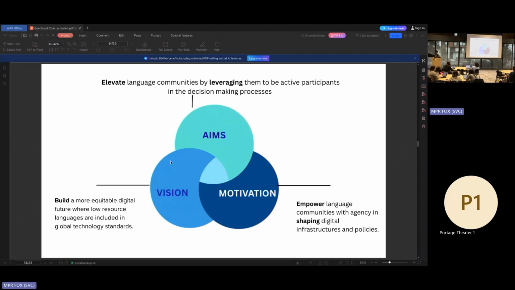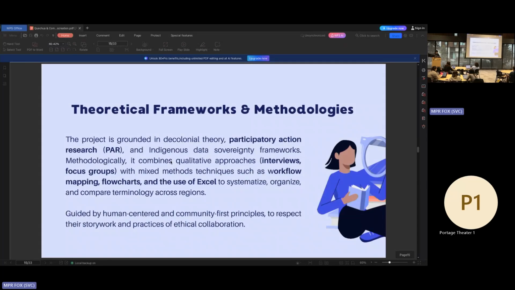Our vision was to build a more equitable digital future where low resource languages are included in global technology standards. And of course, the motivation, more than personal, is to empower language communities with agency in shaping digital infrastructures and policies. Sometimes these decisions are made without them, so we have to be the ones motivating them to get involved in this whole process, so that not only one group is the one deciding what comes next for the language.